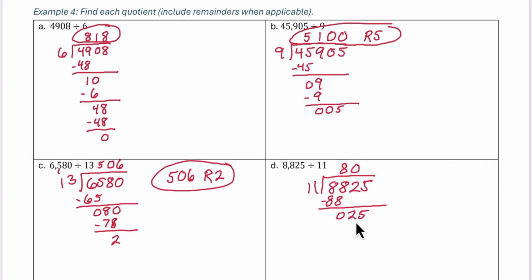Now 11 will go into 25 2 times. 2 times 11 is 22. Subtract and we get a 3. So we have 802 as the quotient with a remainder of 3.